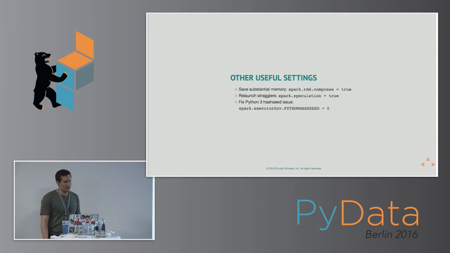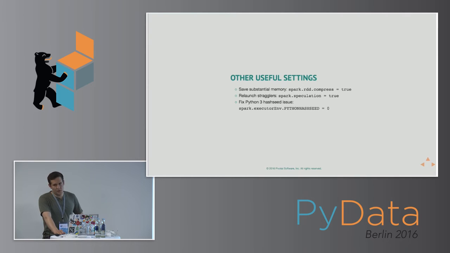Other useful settings we have encountered when running PySpark in practice: you can save substantial memory if you turn compression on. That's a simple true flag here. And if you run on a cluster, especially a large cluster, you should turn speculative execution on. I really don't know why it's not the default. It just means if there's a very slow worker, it will relaunch that task on one that has some free CPU cycles. So if you have a dying node or something, it will work around that.